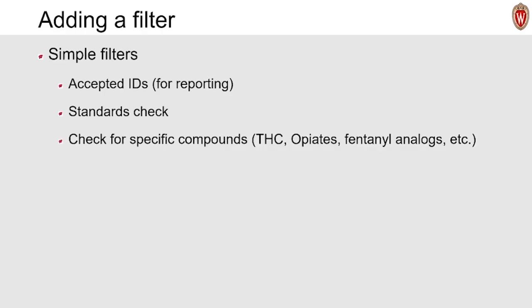I won't show you these other filters I've made, but you can see how easy it is to make them just to check for something like opiates or THC or all of the compounds with the fentanyl analog item tag. We also have one really complex filter, high confidence ID. I'll show you that filter on the next couple of slides because it's pretty long, and I want to talk through it step by step.